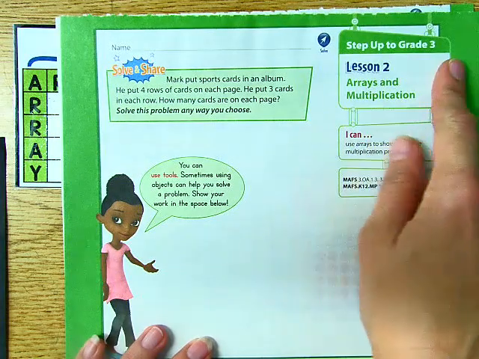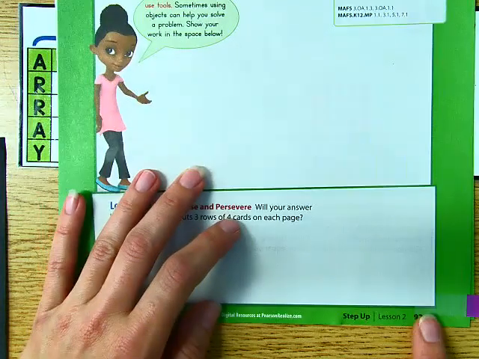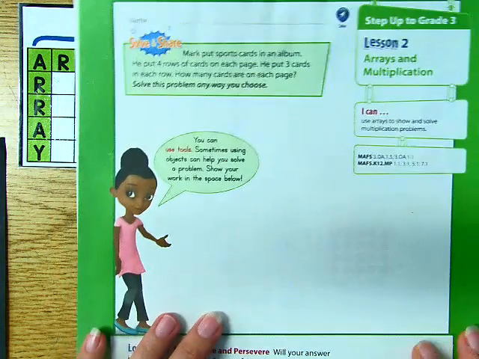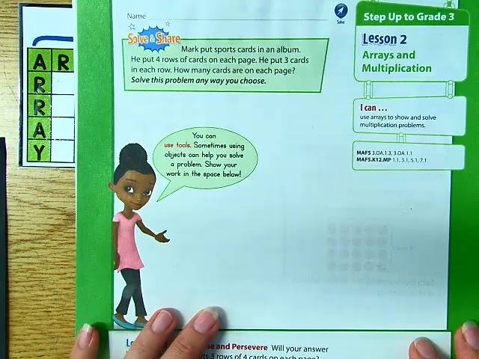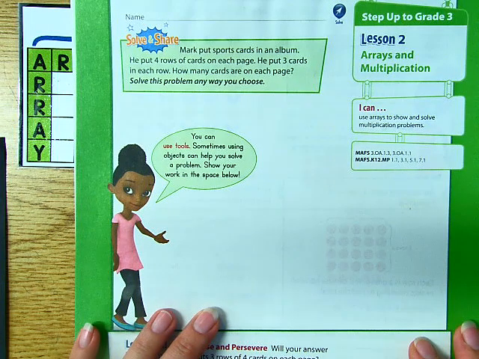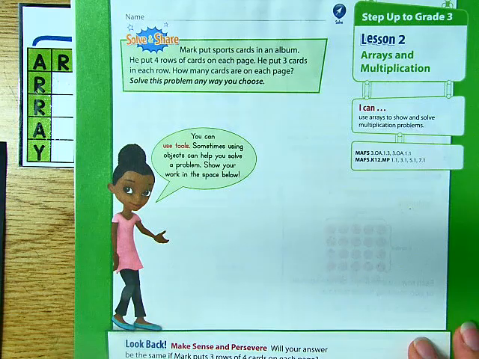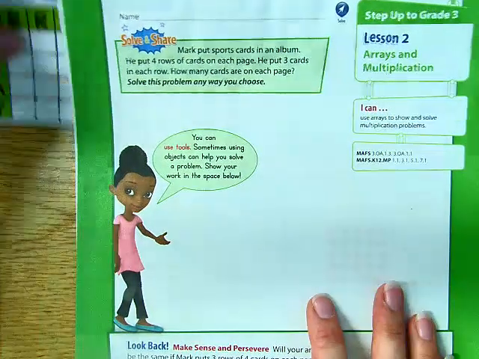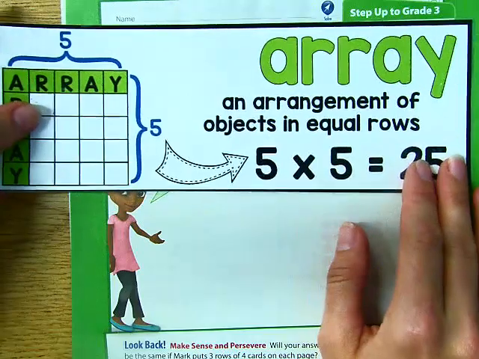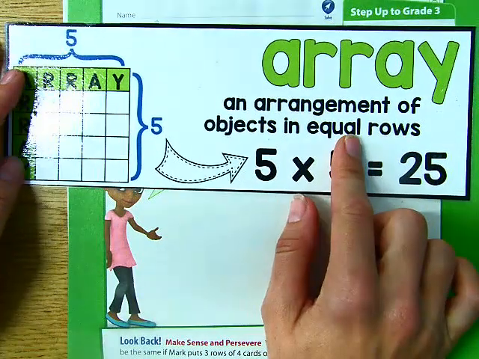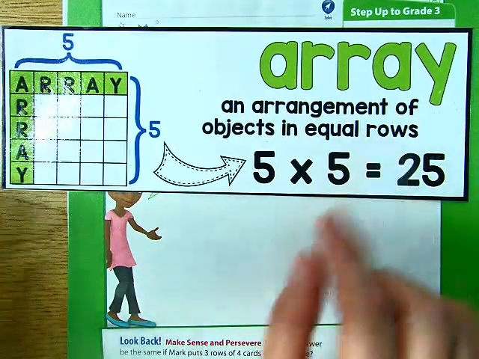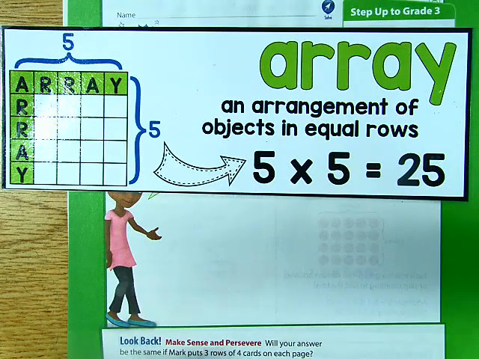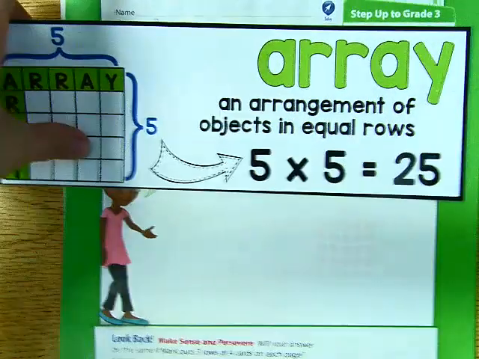Lesson 2 in our step up to 3rd grade, and it starts on page 925. So we are in 3rd grade style. This is our second lesson on multiplication, and this is how to use arrays for multiplication. We did arrays in the beginning of the year, and an array is just an arrangement of objects into equal rows. As long as there are the same number of objects in each row, then you have an array.